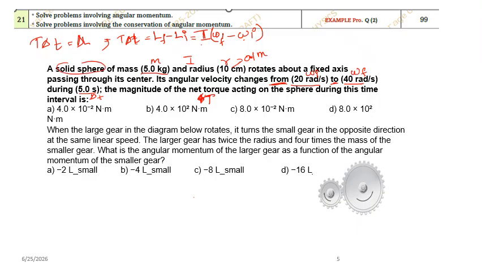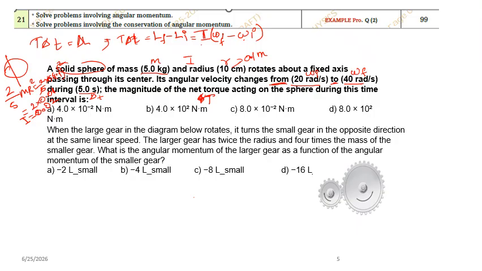But they said it's a solid sphere. A solid sphere will have a moment of inertia of 2 by 5 m r square. So you put the values: 2 divided by 5 into m, which is 5, into r square, which is 0.1 square. So 5 and 5 will get cancelled, so 2 into 0.01 I'll get, which will be 0.02. So the moment of inertia I got is 0.02.